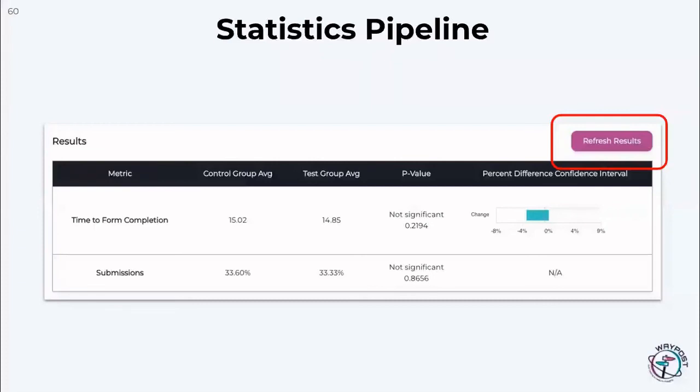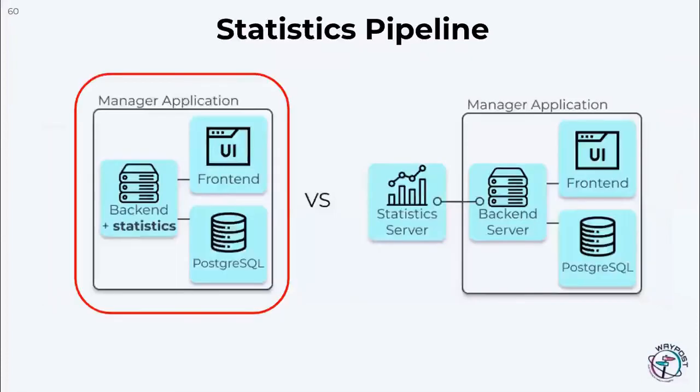We also timed how long it took with a large data set of about 10,000 users in the experiment with multiple metrics, and there was hardly any delay. Therefore, we decided to keep the statistics feature on the same server as the Manager app.